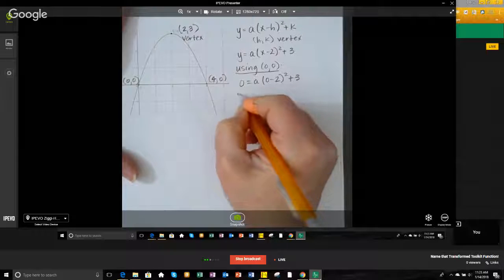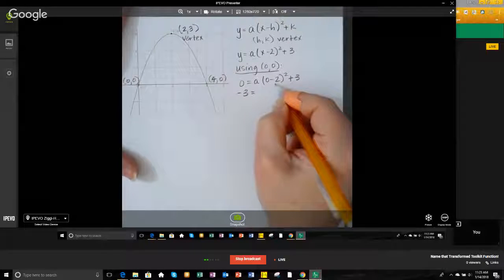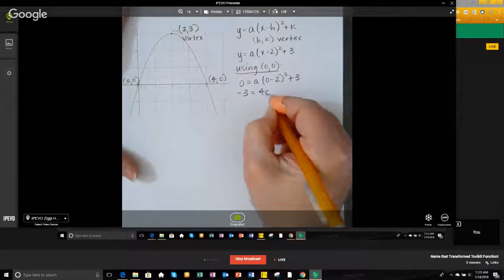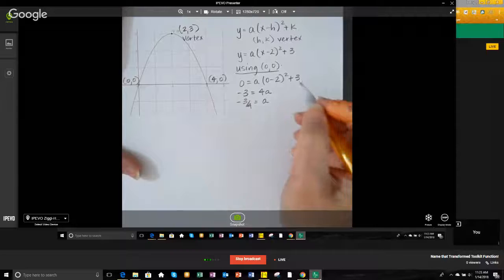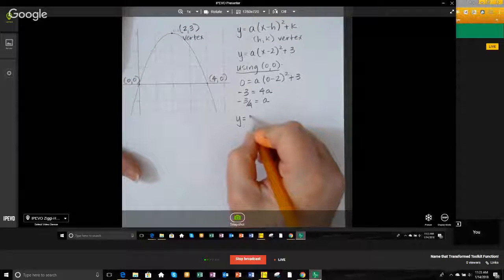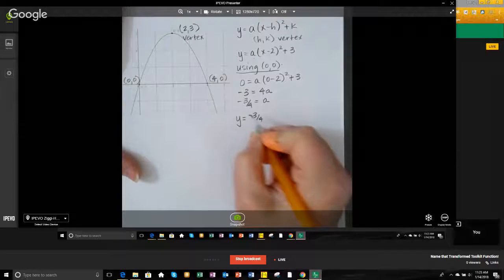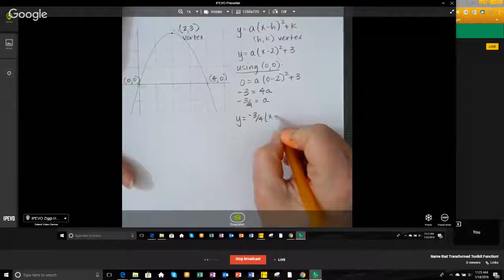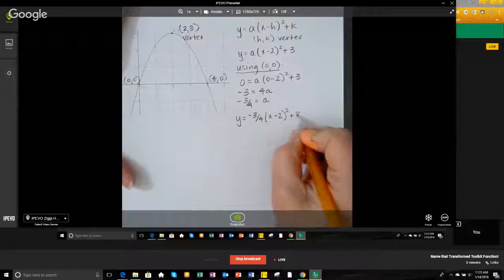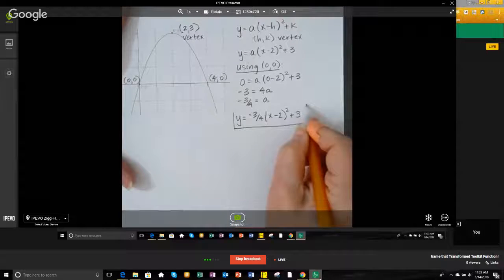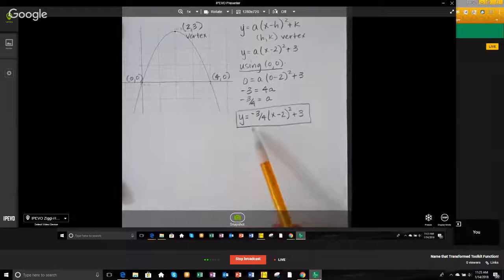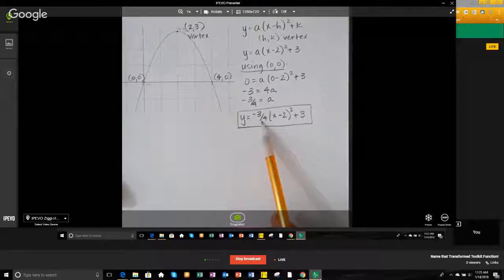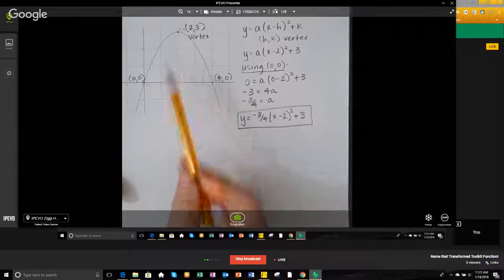I'm going to move the 3 over. We get -3 equals, and then (-2) squared is 4, so this will be 4a. a is going to equal -3/4. And so the equation of this quadratic is going to be y equals -3/4 times the quantity x minus 2 squared plus 3. And we have named that transformed quadratic. Now, we all expected, I hope, to have a negative leading stretch factor because this quadratic is upside down.